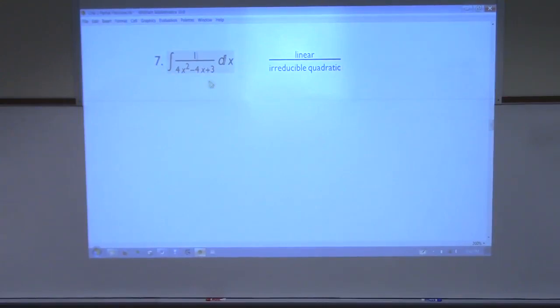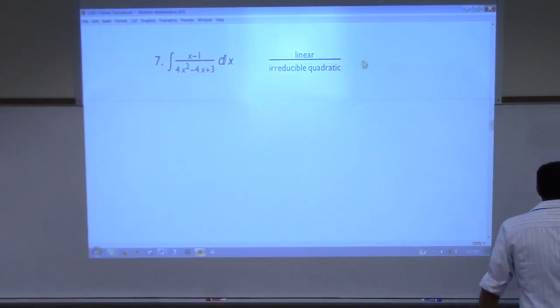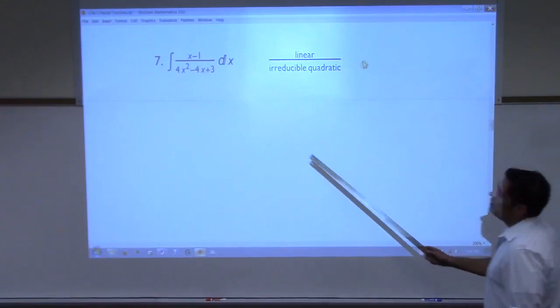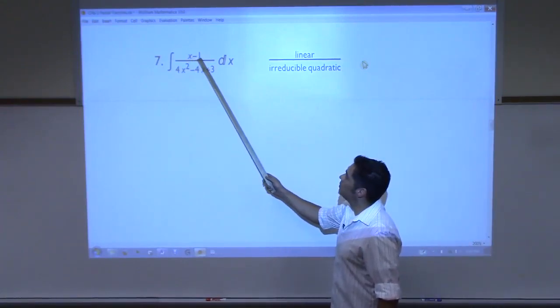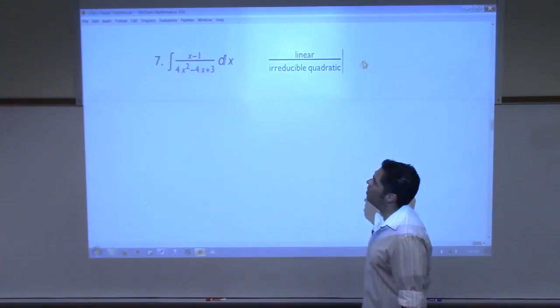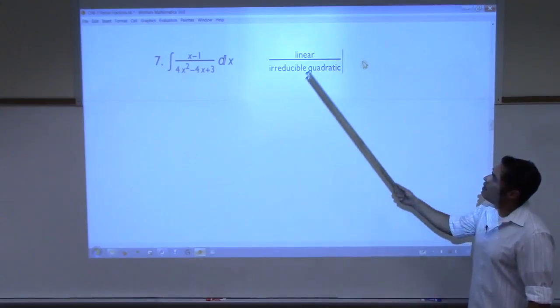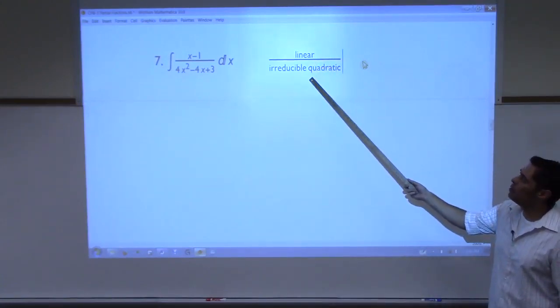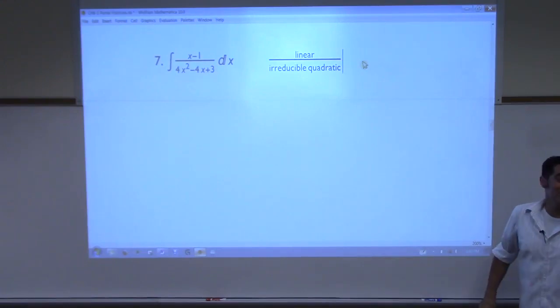We finished that, didn't we? Now, it should have been x minus 1, right? I changed the problem on purpose. So let's now look at this. What if I just do a small little tweak to that, and I put x minus 1 over 4x squared minus 4x plus 3. Now I have, instead of a constant over an irreducible quadratic, a linear expression in x over an irreducible quadratic.